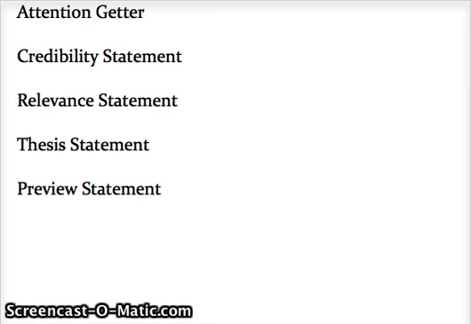Alright, so we're going to be talking about the parts of an introduction. This is a really important part of our speech because if you don't get your audience to care about your speech during the first couple of minutes, you're probably not going to get them to care about it. There are 5 different parts of an introduction that we're going to be using in this class specifically.